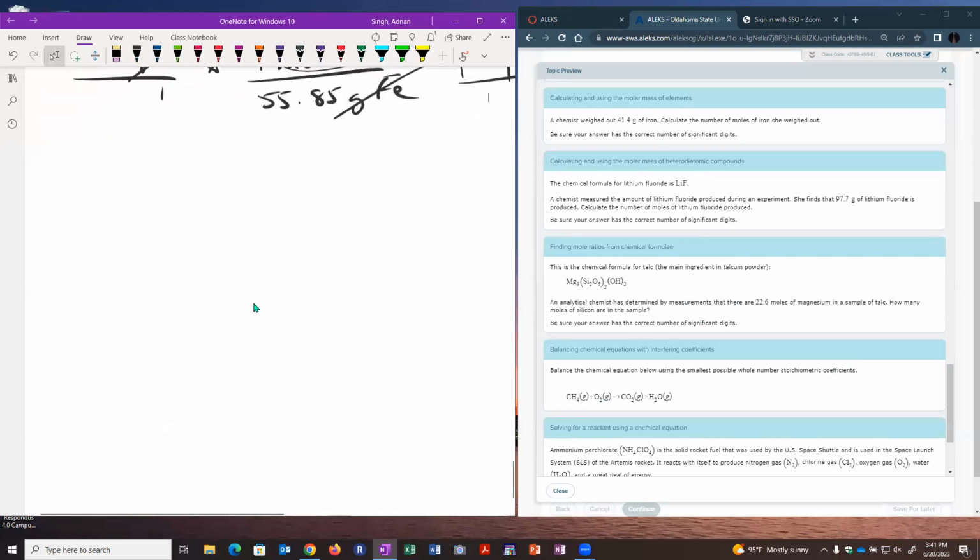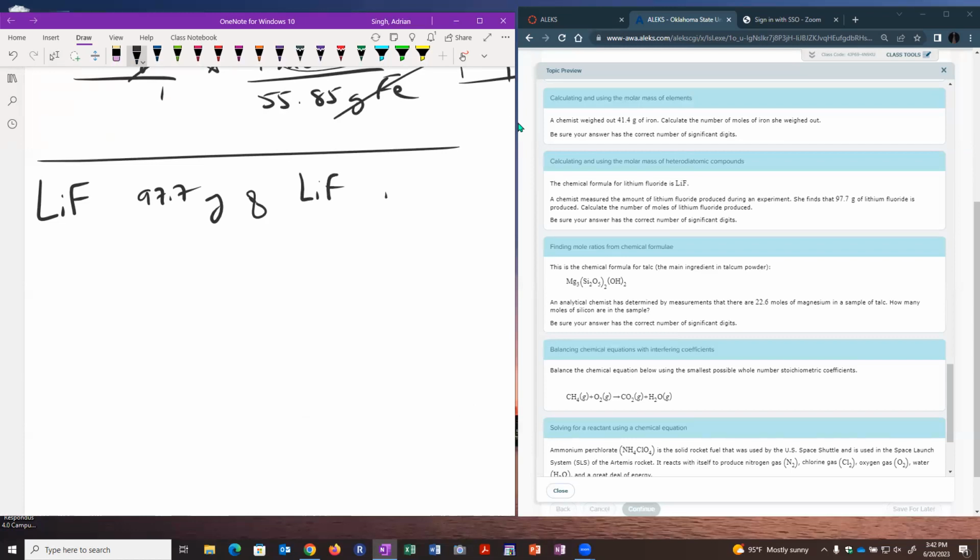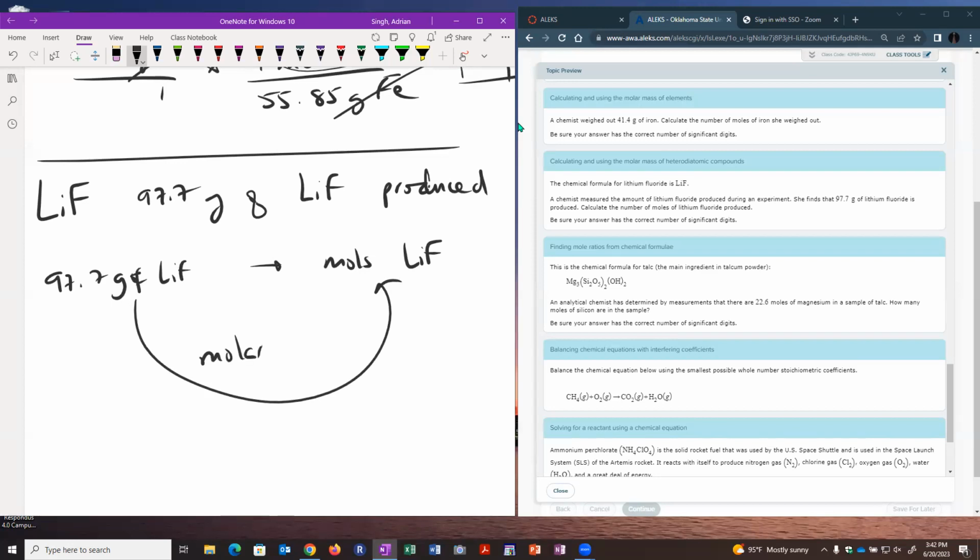All right, next problem. The chemical formula for lithium fluoride is LiF. And she finds that they produce 97.7 grams of lithium fluoride. Calculate the number of moles. So again, here we're going from grams to moles. We need moles of LiF, again, grams of something to moles of something. We're going to use the molar mass, in this case of lithium fluoride.